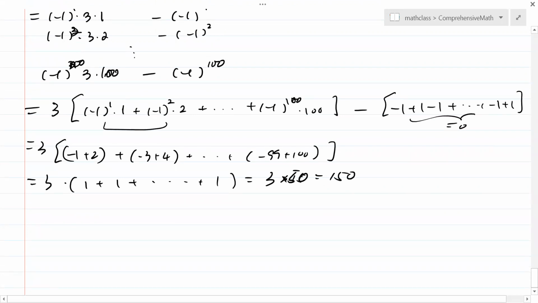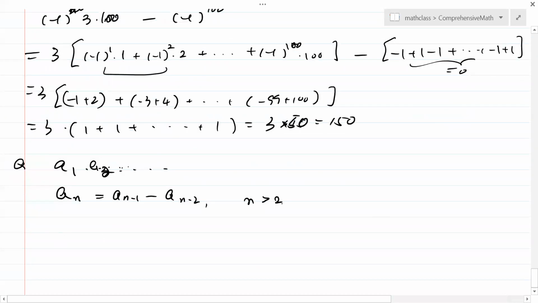Okay, now the next one is a little bit similar but a little bit more difficult. I have the sequence. The nth term is generated by the following: a_n equals a_(n-1) minus a_(n-2), for n greater than 2. So once the first two terms are fixed, you can get the third term, fourth term, and the fifth term.